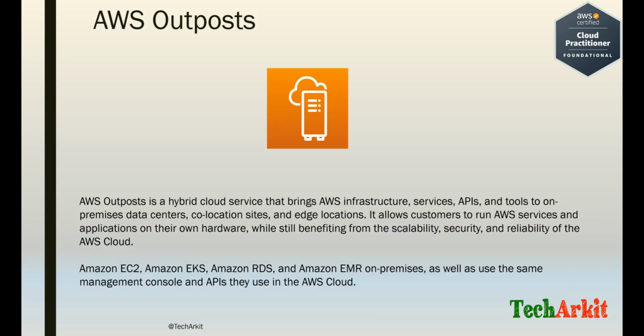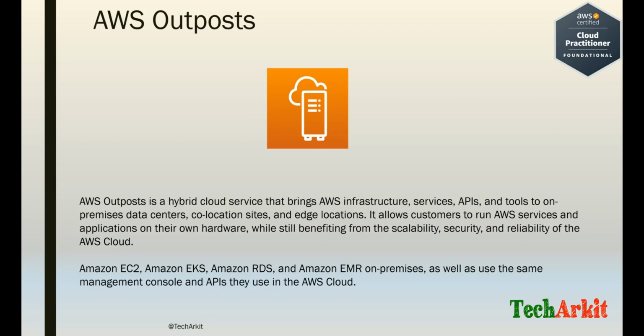So let's see another one, which is AWS Outposts. It is a hybrid cloud service that brings AWS infrastructure, services, APIs, and tools to an on-premises data center. Basically, AWS will bring the servers and services to your own data center. They deploy the servers and everything on your premises, and you can access the AWS services.